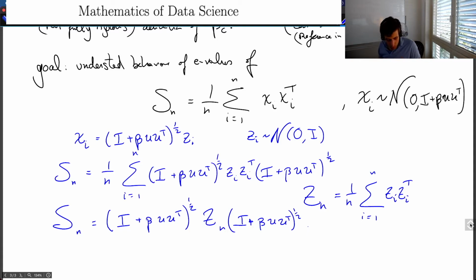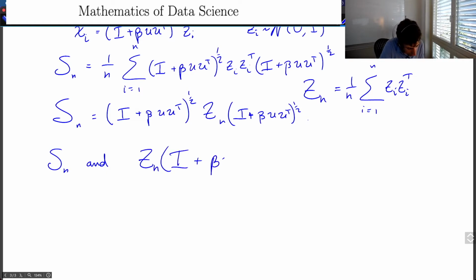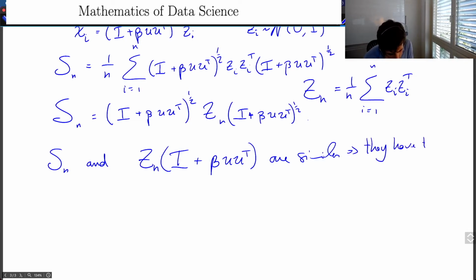Now a few tricks. In the middle, I'll do a few tricks. I won't justify them completely, but I'll give references where those steps are justified properly. First of all, Sn and the matrix Zn times identity plus beta u u transpose are similar, in the sense of linear algebra. I can multiply by I plus beta u u transpose to the minus 1/2 on the left, and by the inverse of that on the right, and I get exactly this matrix. So they have the same eigenvalues.